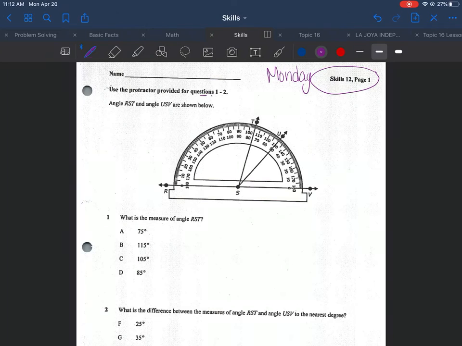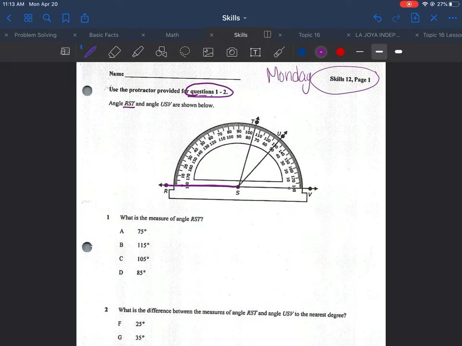I'm going to begin by reading the instructions. Use the protractor provided for questions 1 and 2. So the protractor will help me answer questions 1 and 2. It says angle RST and angle USV are shown below. The first thing I want to do is draw them out so I can see them.